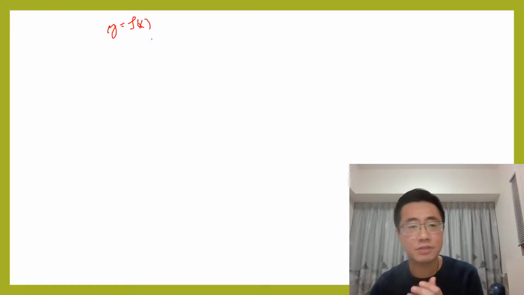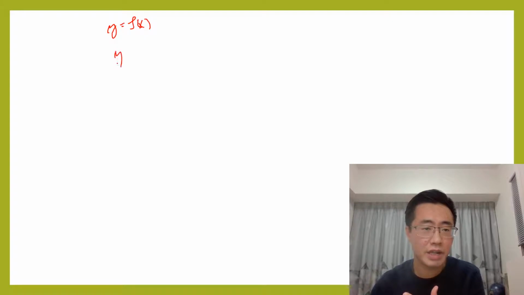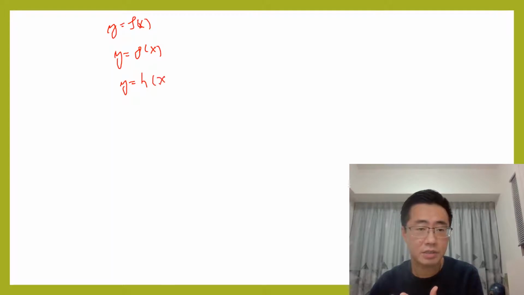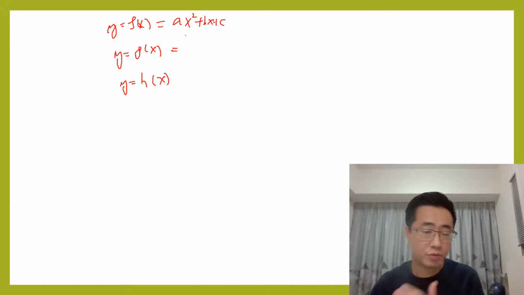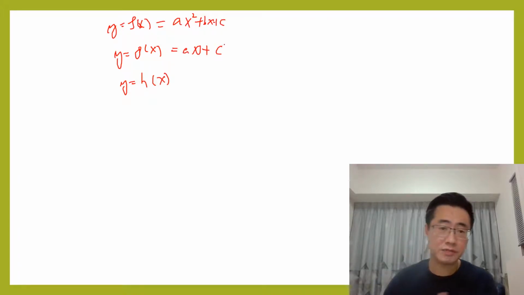Sometimes you will see the function with the notation like y equal to g(x) or y equal to h(x). But actually they are all the same, just making use of different symbols to denote the functions. The key is what kind of algebraic expression f(x) or g(x) or h(x) are referring to. Say for example, f(x) is referring to ax^2 + bx + c, and then g(x) is referring to ax + c, which is the linear function. Here is the quadratic function. It is the algebraic expression that really matters.